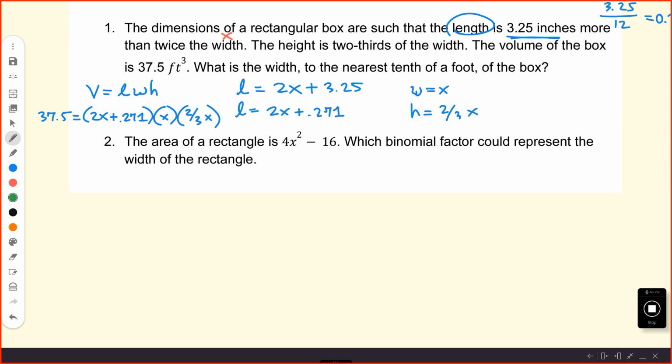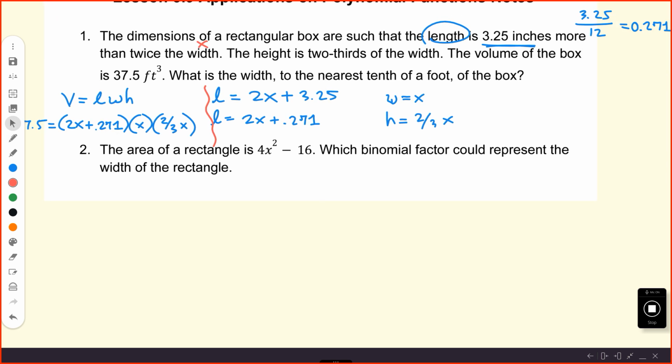Wait, how did you get 0.271 again? We converted the 3.25 inches to feet because you should have the same unit, right? Since the volume is in terms of feet, we're going to express everything in terms of feet. But if this were cubic inches, we wouldn't have to convert, so we would keep the 3.25.